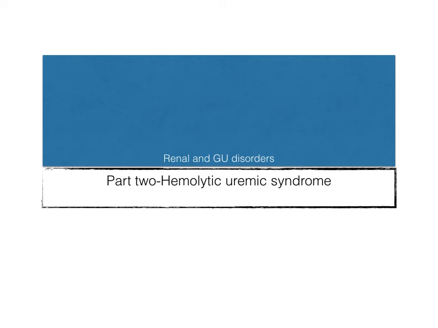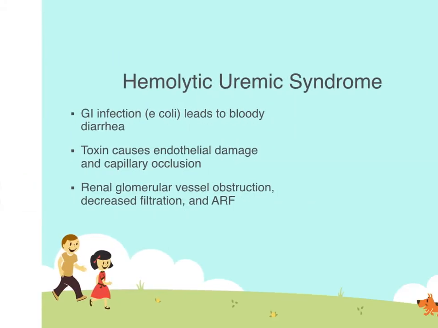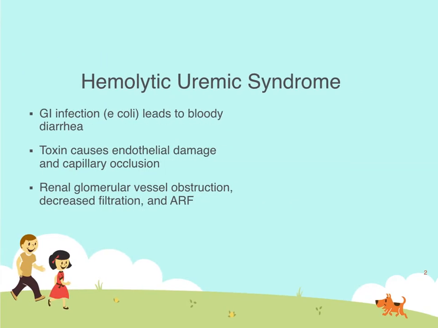This is Renal GU Disorders, Part 2. The focus is going to be on hemolytic uremic syndrome, which is one of the causes of acute renal failure in children. We abbreviate hemolytic uremic syndrome as HUS.